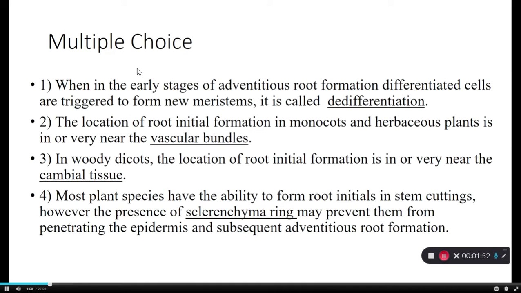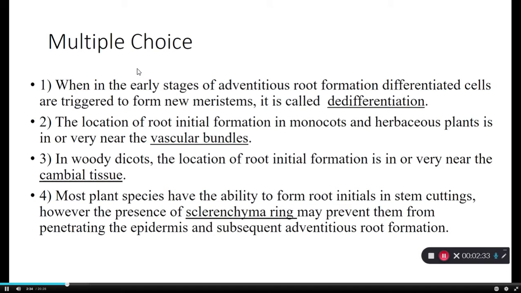When in the early stages of adventitious root formation, differentiated cells are triggered to form new meristems, it is called dedifferentiation. This is suggesting that a cutting to form a new organ, roots, they're specialized cells, differentiated cells that must form a new meristem, new parenchyma cells that are capable of dividing and reorganizing and giving rise to that new root organ. So this is dedifferentiation.